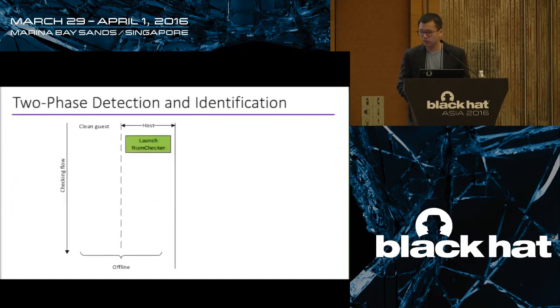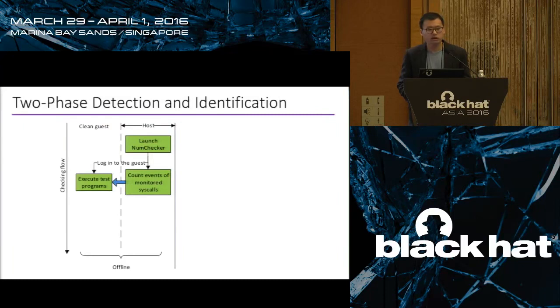Basically, it is a two-phase detection and identification. It has an offline phase and an online phase. In the offline phase, when you first deploy the system, the guest OS is clean. It's not infected by a rootkit. So the host will prepare to launch the NumChecker functionality.